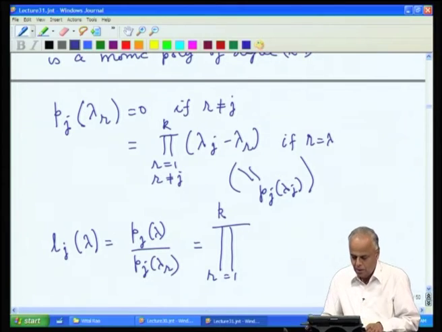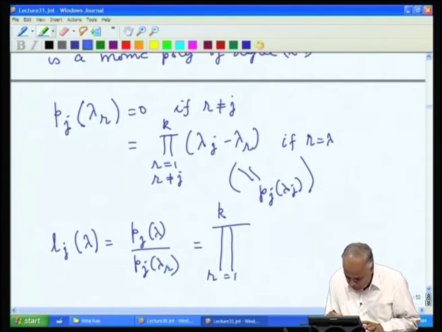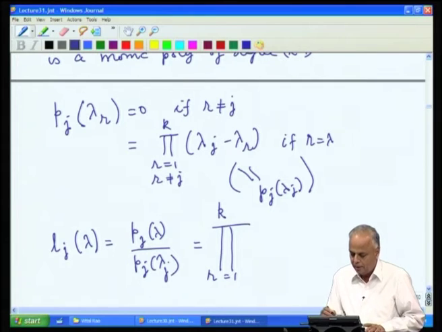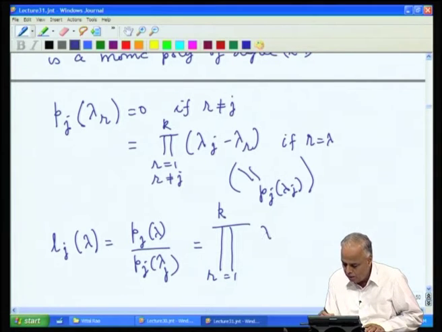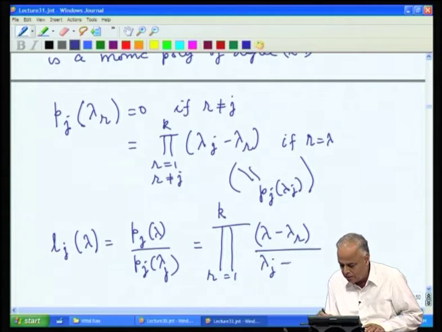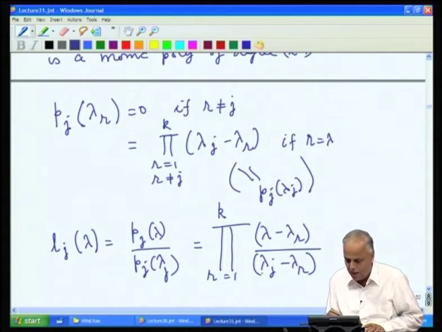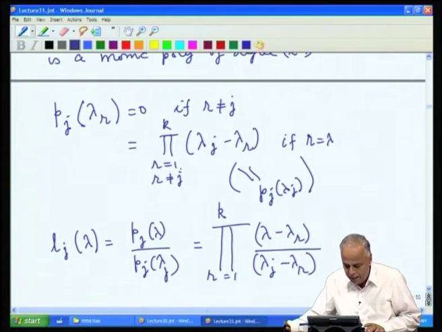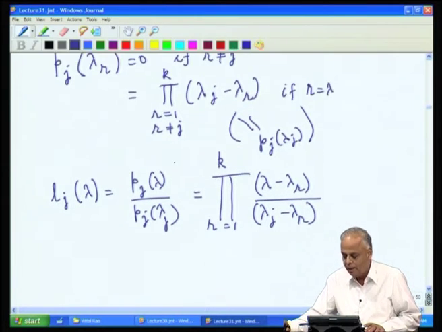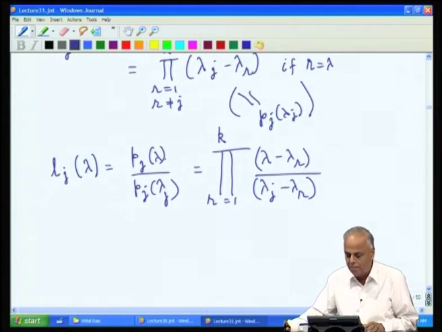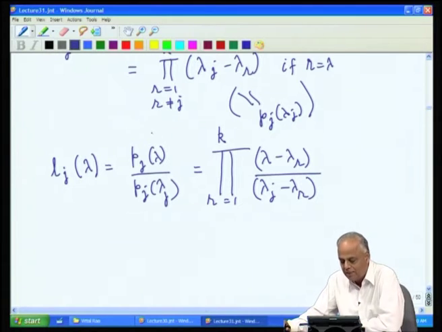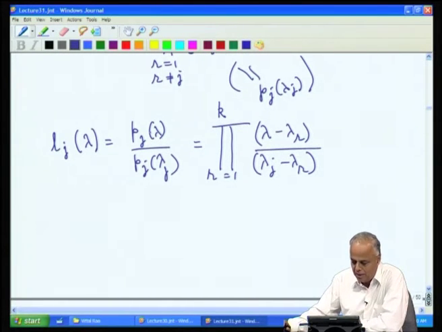Let us look at this as we will make this lambda j. Then this becomes all the factors lambda minus lambda r and all the factors lambda j minus lambda r from these two definitions, except the lambda minus lambda j factor does not appear in the numerator and the lambda j minus lambda j factor does not appear in the denominator.